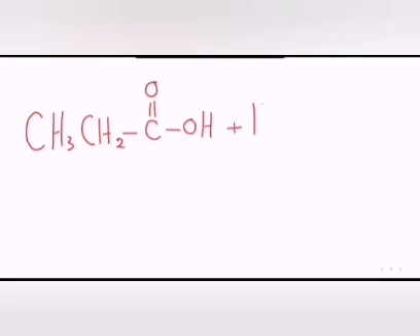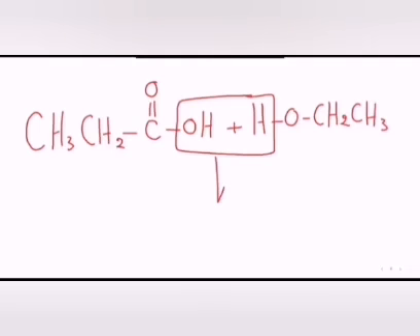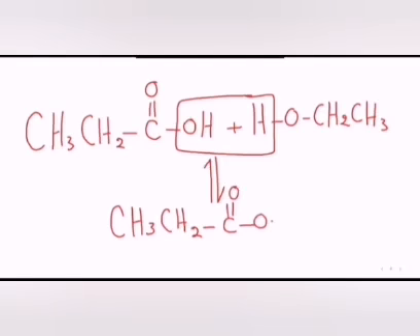Look at this reaction, please. This is the reaction between propanoic acid and ethanol. Carefully observe what will happen here. Removal of water will take place in this way. In the presence of concentrated sulfuric acid and heating, water is removed to form the ester, which is ethyl propanoate. Again, our ester is ethyl propanoate. This is the ester.